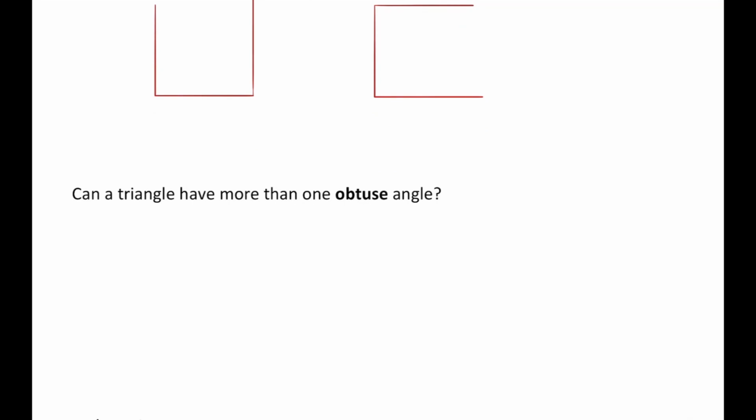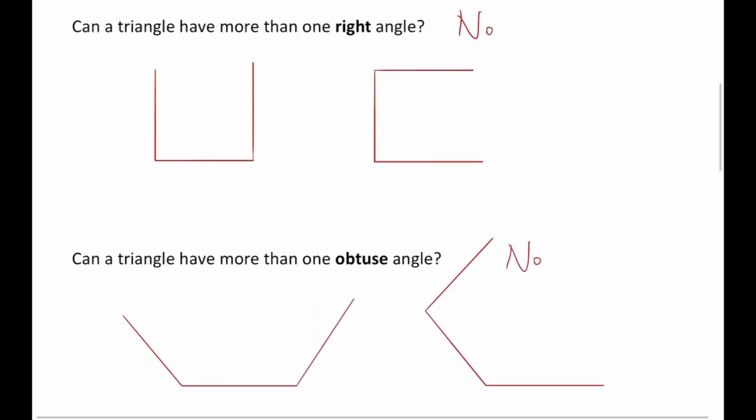Can a triangle have more than one obtuse angle? I'm not sure. Let's see what happens. We draw an obtuse angle, and then from either one of those, make another obtuse angle, make that into a triangle. No, that can't happen. Let me try it again. This time from the other one, and nope, cannot. So can a triangle have more than one obtuse angle? No. Why not? Well, because then it doesn't make a triangle.